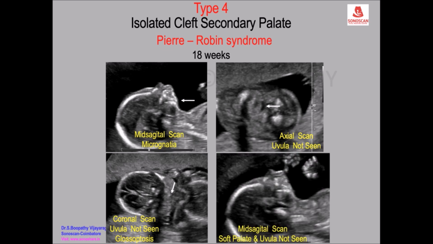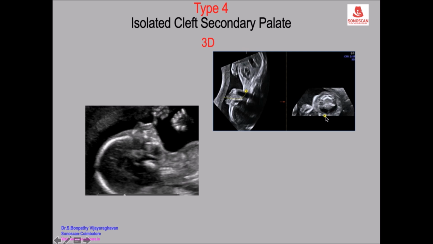So you fail to see the nasopharynx. You cannot look for the uvula here. So this is the mid-sagittal section. You fail to see the soft palate and uvula, and you see the tongue. Tongue is occupying the palate and giving a fallacious appearance of normal soft palate. So 3D is not necessary, and it cannot show the cleft in these situations.